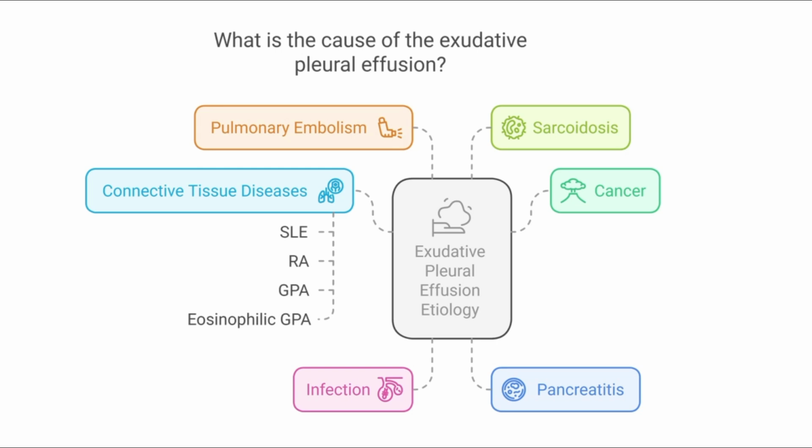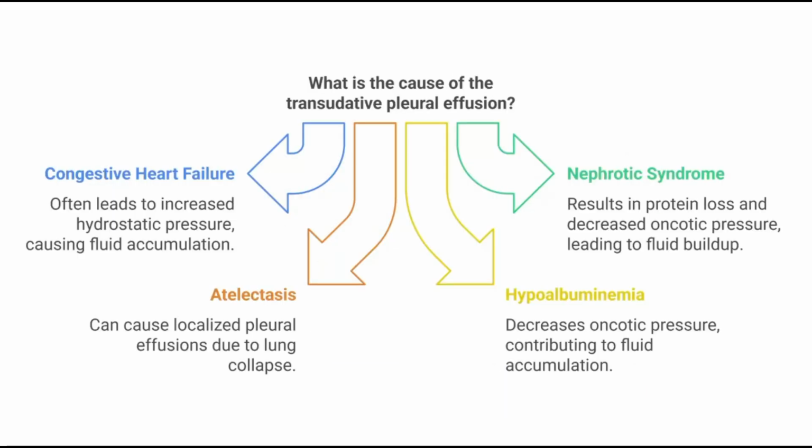Now, what are the causes of the exudative pleural effusion? Well, there are many causes, and here we will mention the most important ones. Mostly it will be caused by infections. Also, pancreatitis can cause it, sarcoidosis, cancer, pulmonary embolism, and connective tissue diseases like SLE, rheumatoid arthritis, GPA, and eosinophilic GPA.